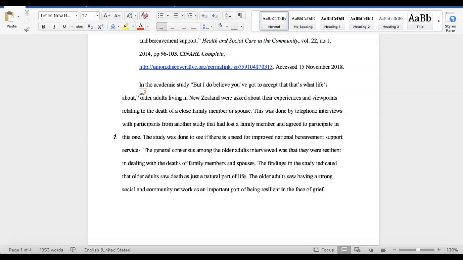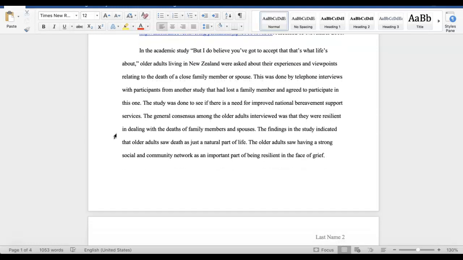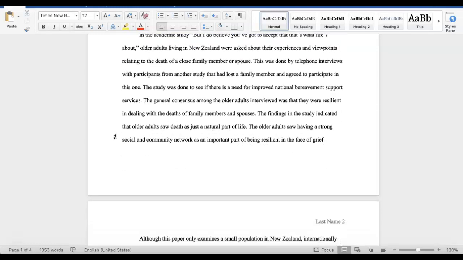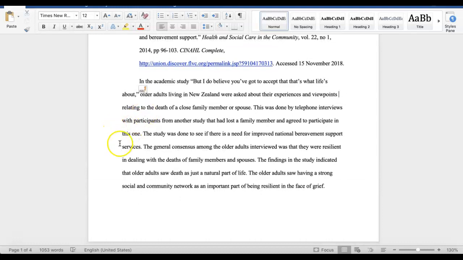The study was done to see if there was a need for improved national bereavement support and services. The general consensus among older adults interviewed was that they were resilient in dealing with the deaths of a family member and spouses. The findings in the study indicated that older adults saw death as just a natural part of life. The older adults saw having a strong social and community network as an important part of being resilient in the face of grief.